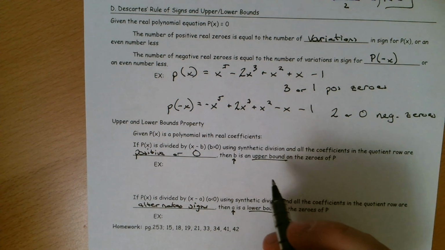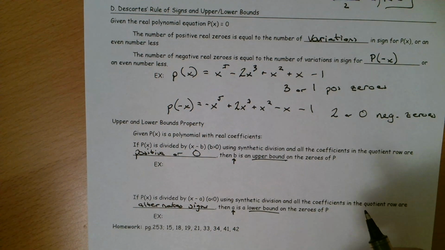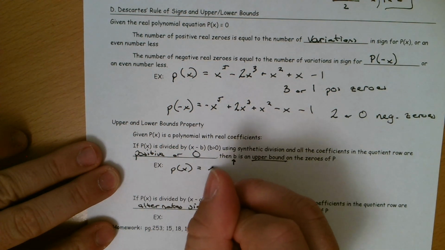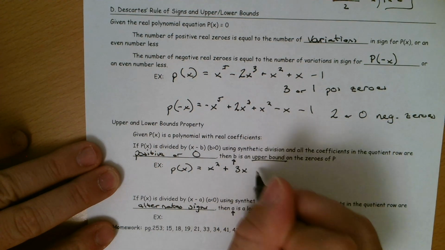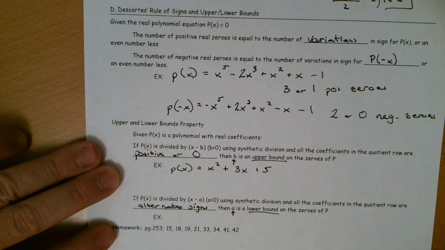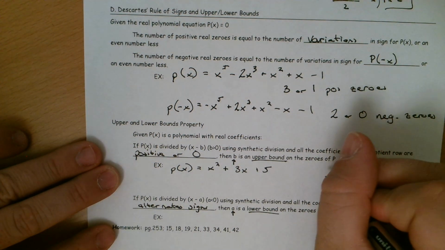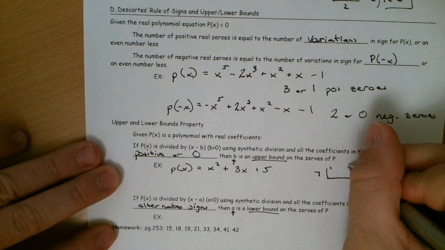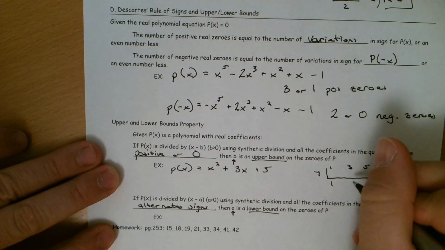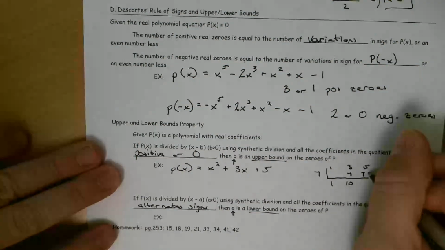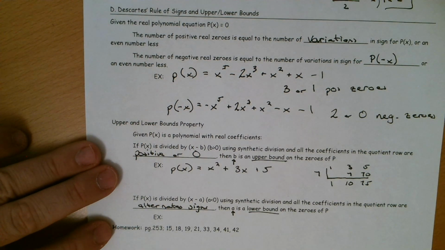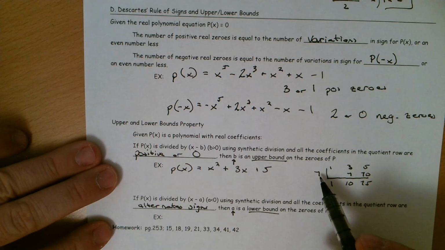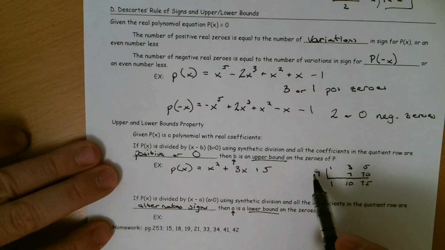So let's just go ahead and do a really brief, quick example here. Let's just say I've got p of x is equal to x squared plus 3x plus 5. And I'm going to say I think the upper bound is 7. Okay, I don't think there's going to be zeros bigger than 7. So let's just do 7, 10, 70, 75. Everything is positive or 0, so positive. So no, there's no zeros for this polynomial that are bigger than 7.